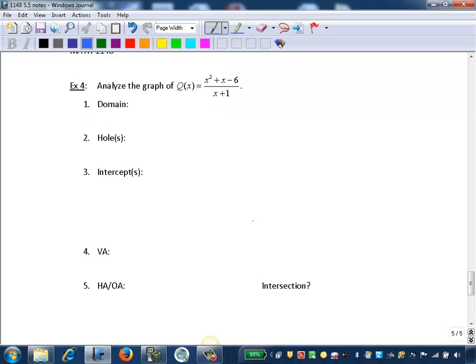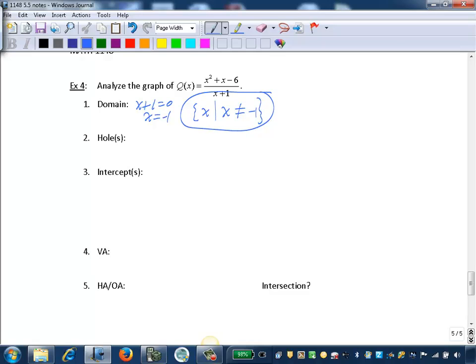Example 4. Analyze the graph of q of x equals x squared plus x minus 6 over x plus 1. So we're looking at the domain first of this rational function. Any zeros of the denominator we will have to exclude from the domain. So we can see the zero of our denominator. If we set x plus 1 to 0, we get an x value of negative 1. So our domain will be all the x's such that x is not equal to negative 1.